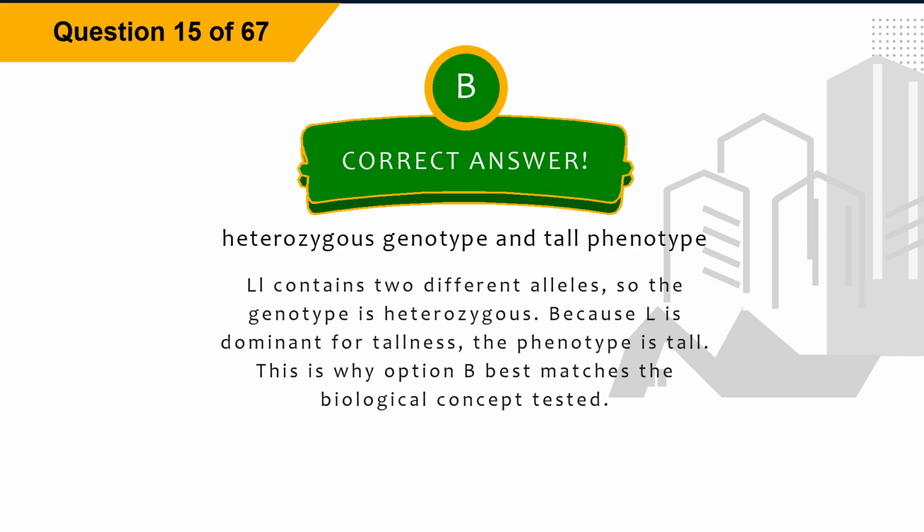Explanation. LL contains two different alleles, so the genotype is heterozygous. Because L is dominant for tallness, the phenotype is tall. This is why option B best matches the biological concept tested.